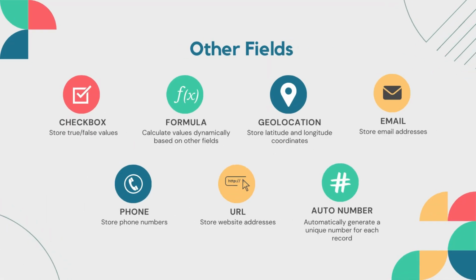Other fields. Now let's take a look at the other field types. Checkbox is used to store true or false values. At a time, this field can hold either true or false value. Formula. This field type calculates values dynamically based on the other fields of the same or related objects. Geolocation is used to store latitude and longitude coordinates. Email allows us to store email addresses. Phone is used to store phone number values.